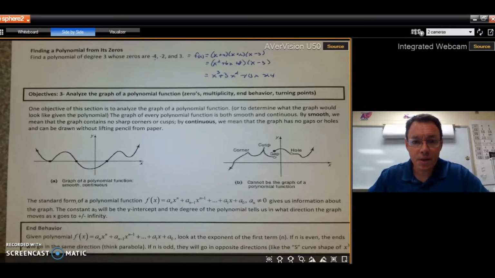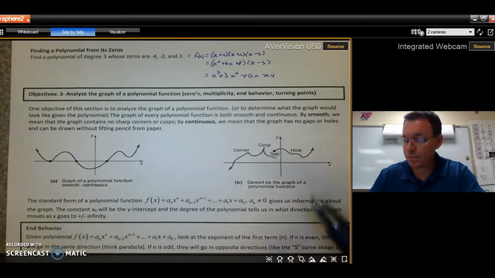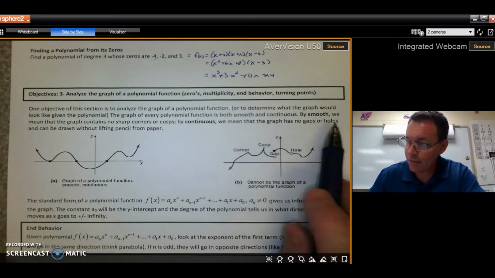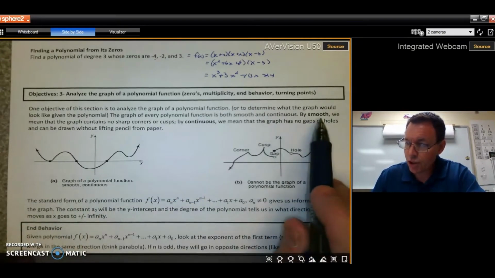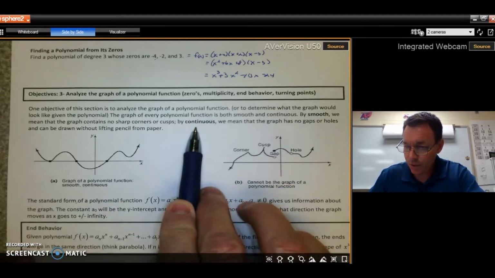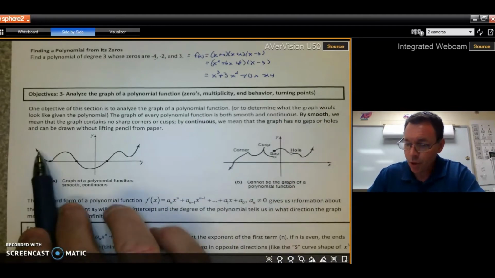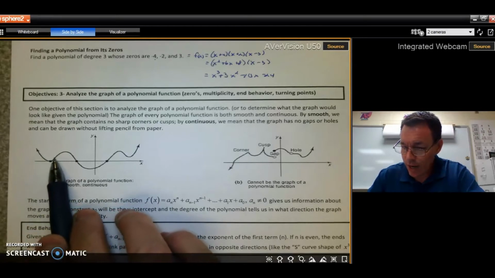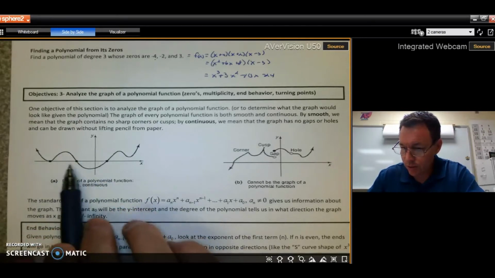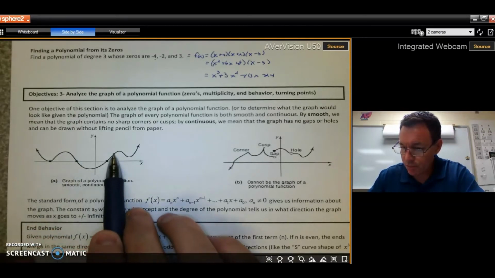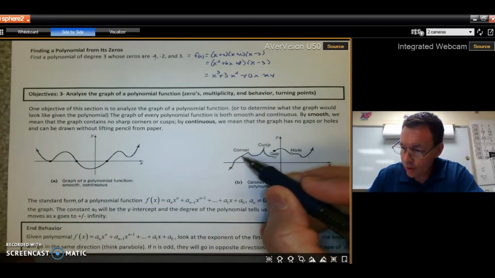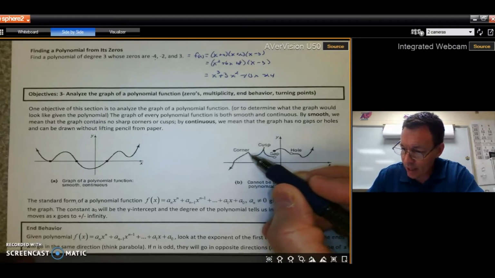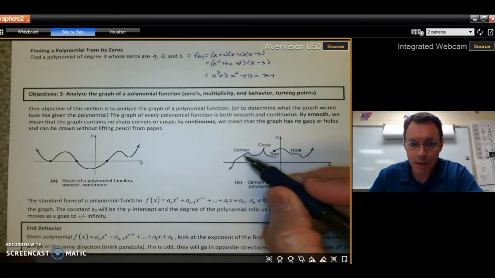Now, looking at the graph of a polynomial, eventually we're going to graph polynomials. Now, here are some properties that polynomials have. First off, a polynomial function is always smooth and continuous. By smooth, we mean there are these nice rounded corners. There are these little areas where it changes direction, but there are no sharp points. Like this is a corner where the graph goes up and makes almost a right angle. That would not be a polynomial.